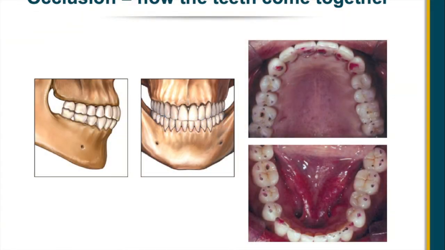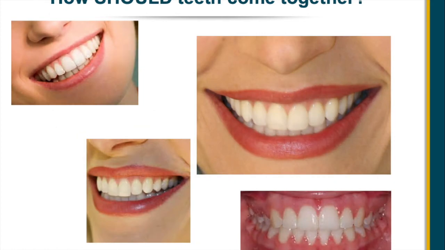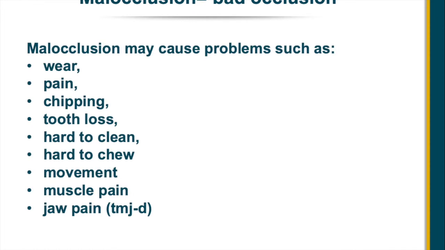So I used the word occlusion. And what does occlusion mean? Occlusion means how the teeth come together. So if a car runs into a wall, the car has occluded the wall, right? We don't ever say that, but in occlusion, it's how the teeth come together. So you can understand what occlusion means. How should teeth come together? Well, that is the burning question.